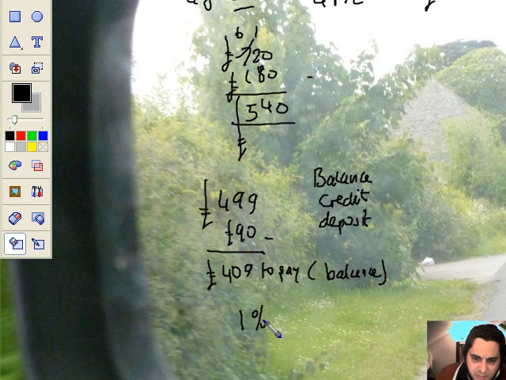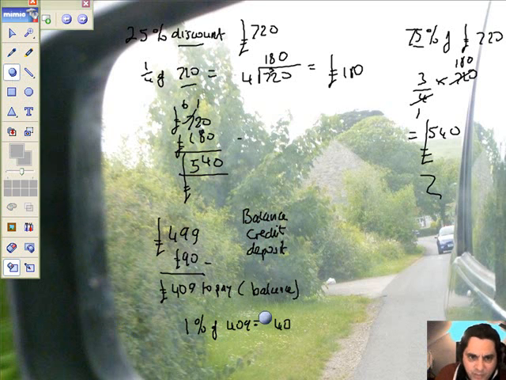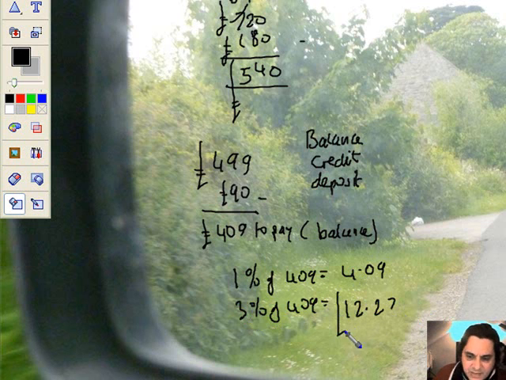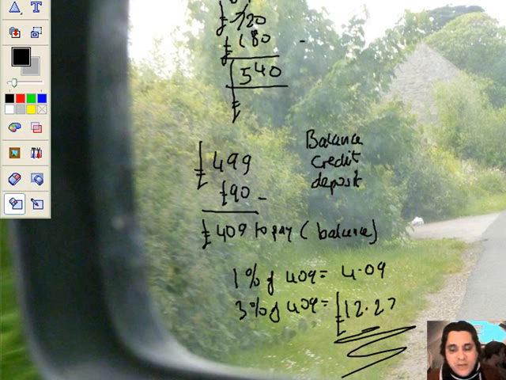So let's do 1% first. 1% of 409 is going to be £40. Wrong. It's going to be £4.09, not 40 quid, honestly. £4.09. So 3% of £409 is going to be 3 times as much. Well, 3 fours, £12. 3 lots of 9p, 27 pence. So it's £12.27. Question again, how much extra does Lee pay for the credit? Well, just to have the credit, we're paying an extra £12.27.